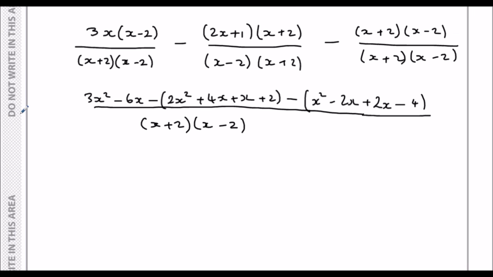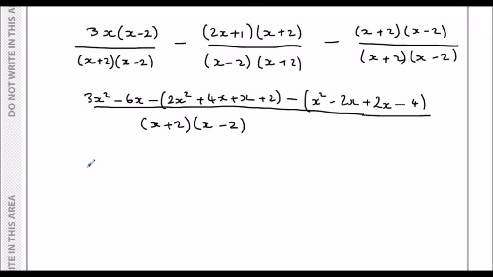I'm going to get rid of these brackets now. When you take away a bracket, it's like multiplying everything by -1. It's like multiplying every term by -1. It's just going to change the sign of every term. So all positives are going to become negatives, and any negatives will become positives.